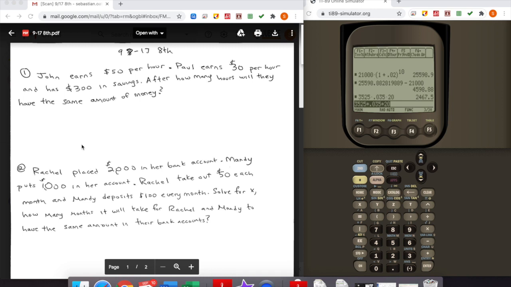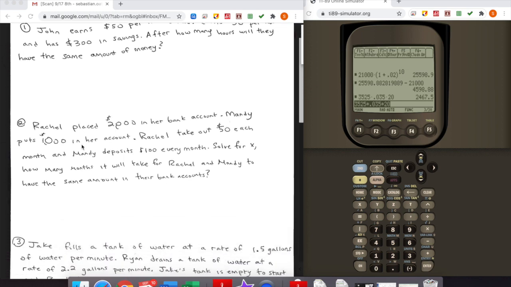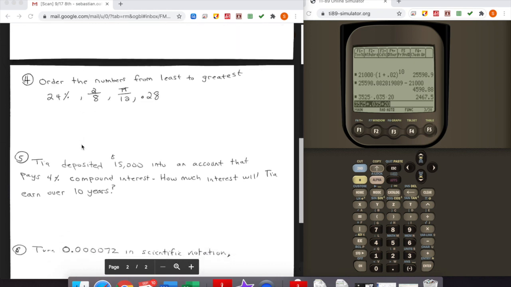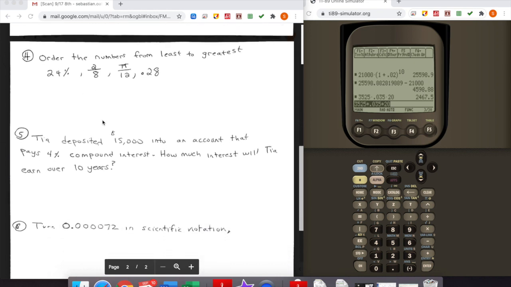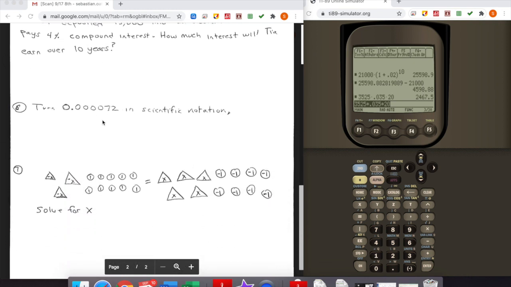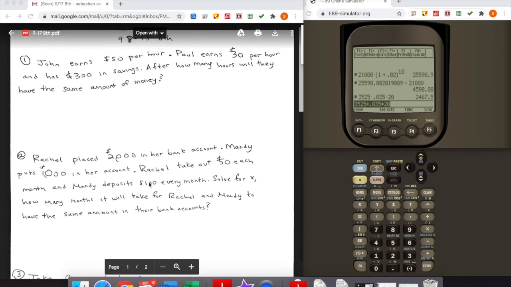We're going to go ahead and do some more of what we did yesterday for September 17th for 8th grade. We're going to be using these word problems and using them to create equations that we can use to help us solve the problem. So after we do that, we're going to move on to ordering numbers, compound and simple interest, scientific notation, and then solving if we already have the formula or the equation.